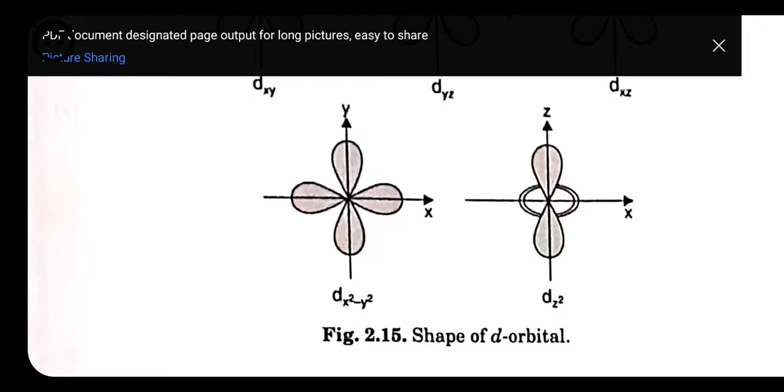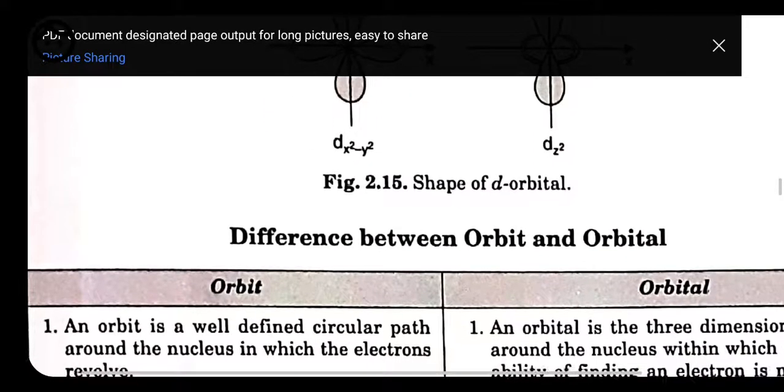So with that we have the shapes of orbitals: the s orbital has a spherical shape, the p orbital has a dumbbell shape, and the d orbital has a double dumbbell shape. But for the f orbital, we do not have much study here. The shape of the f orbital we will be discussing in the senior classes, because the shape of f orbital is a little bit complicated. That's why these things are not given in the class 11 portion. So these are all about the shapes of the orbital.